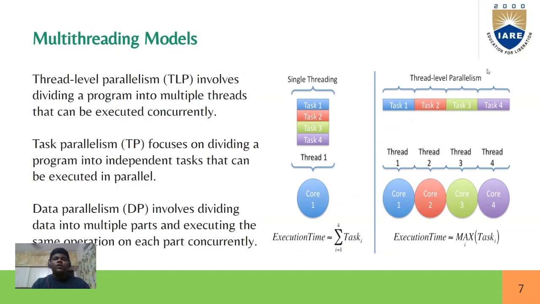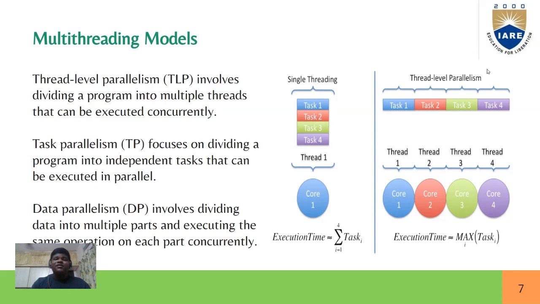Here we see a few of the multithreading models. Thread level parallelism (TLP) involves dividing a program into multiple threads that can be executed concurrently. Task parallelism (TP) focuses on dividing a program into independent tasks that can be executed in parallel. Data parallelism (DP) involves dividing data into multiple parts and executing the same operation on each concurrently.